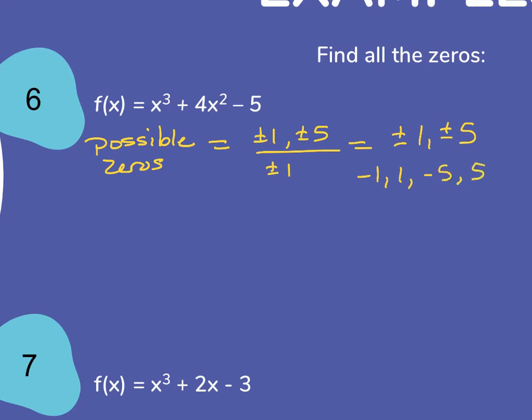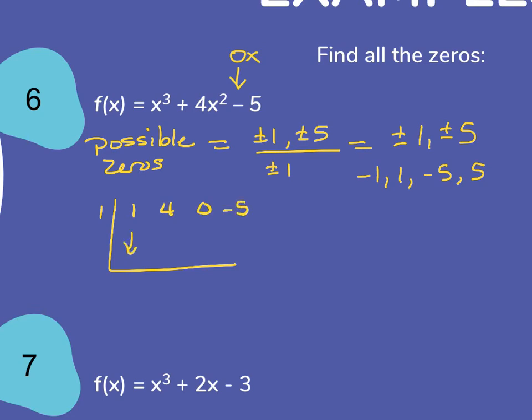Now, again, this list is only possible zeros. So I'm going to do a synthetic division problem, and I'm going to test out the number 1. So I'm going to key in my coefficients. Now, notice this one. Remember, we need to hold a place for everything. It's missing the x term, so I need to hold a place with a 0. So I'm going to key in 1, 4, 0, and negative 5.